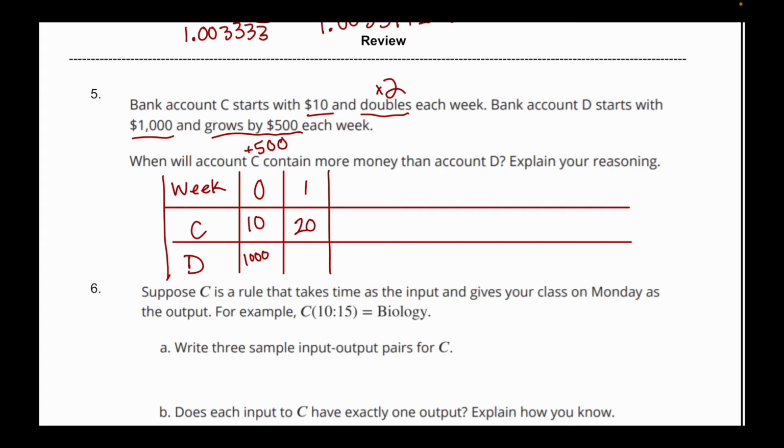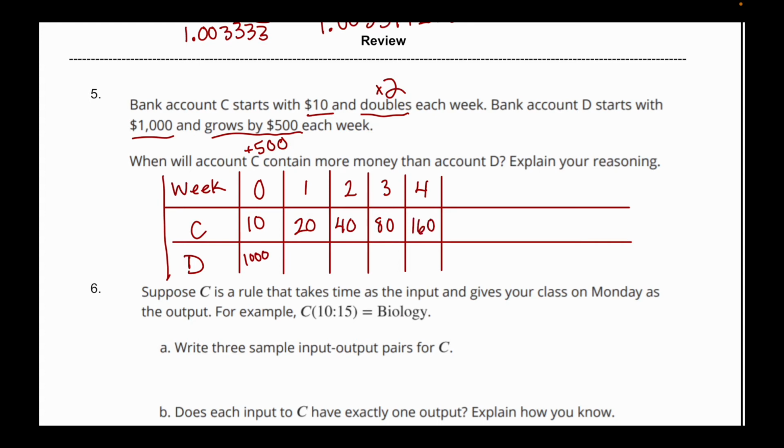And the next week after that, we're going to have $40. And the next week after that, we're going to have $80. And the next week after that, and we're going to keep going. So this will be 160.